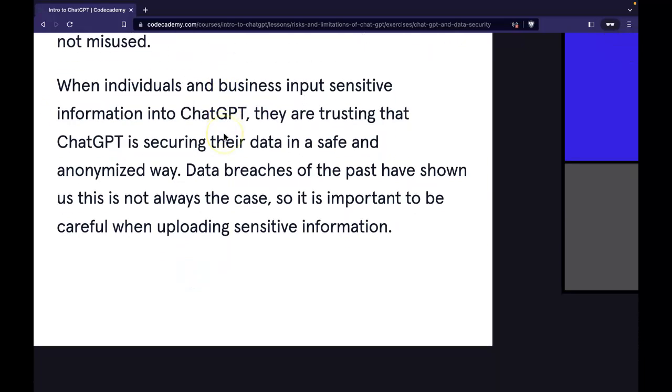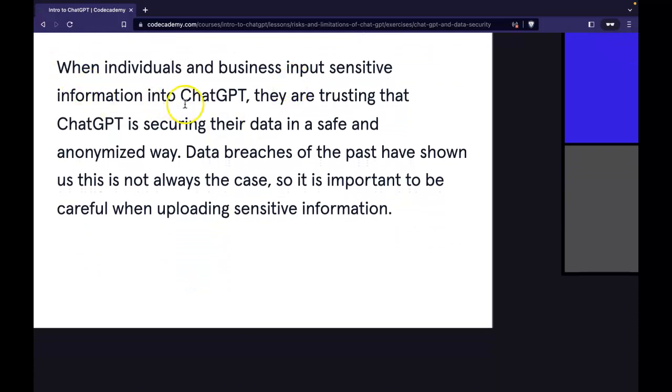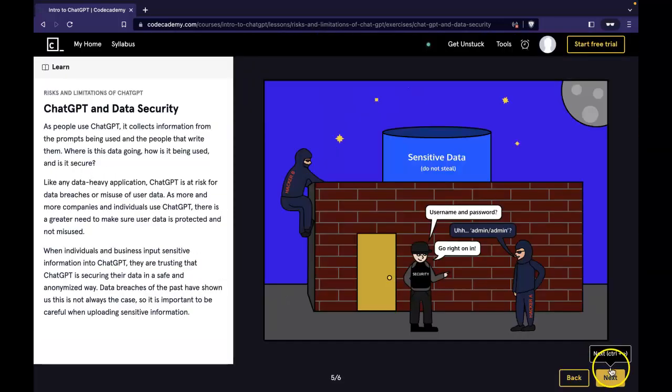When individuals and businesses input sensitive information into ChatGPT, they are trusting that ChatGPT is securing their data in a safe and anonymized way. Data breaches of the past have shown us this is not always the case, so it's important to be careful when uploading sensitive information. Let's go next.